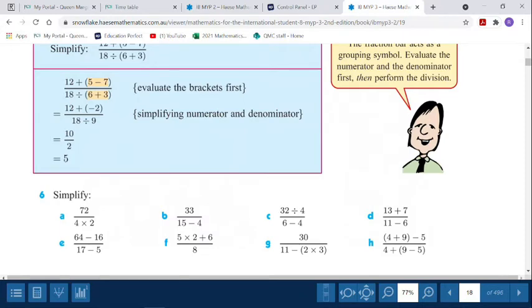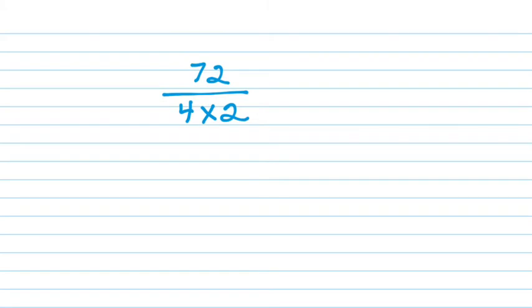So look at something like number 6a, for example. I'm going to just rewrite it and then pop over to some better paper. So we have 72 divided by 4 times 2. Okay. I want to simplify this fraction, but before I can do any division, I need to first simplify the denominator.